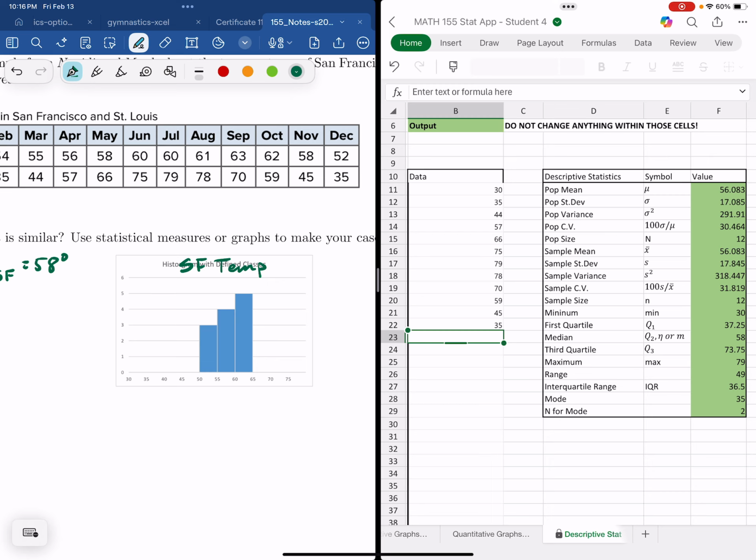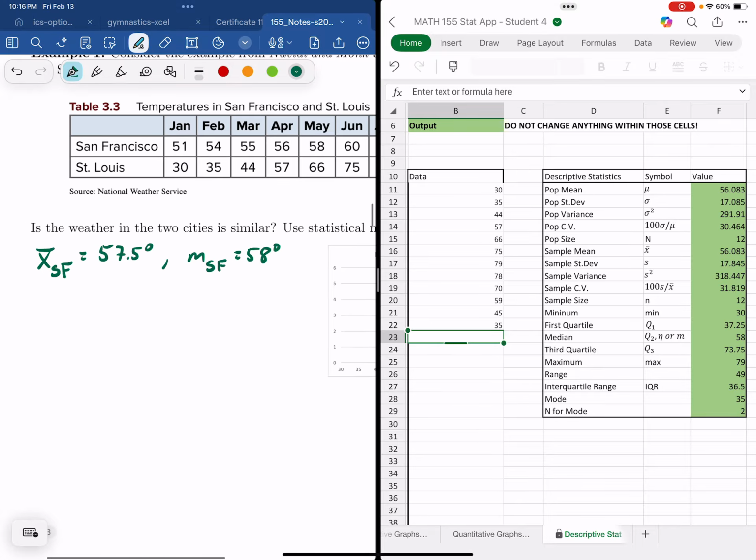All right. And now let's take a look at this. Here, the mean for St. Louis is, well, it's not exactly the same, but it's 56.1 degrees. That's basically the same thing. And in fact, the median is the exact same thing. It's still 58 degrees. And let's see what happens if we graph this data.